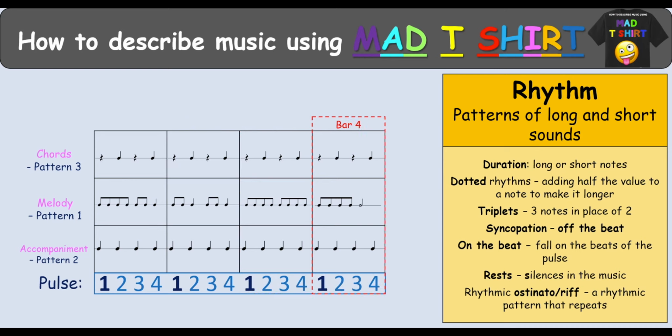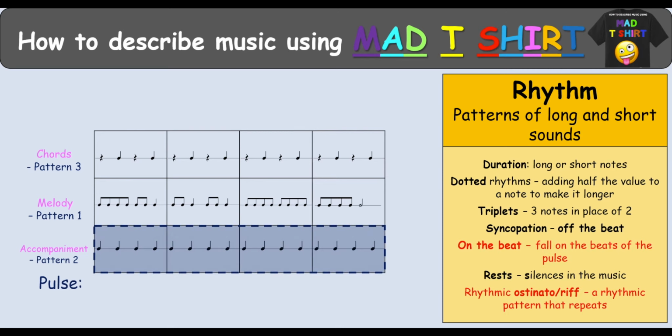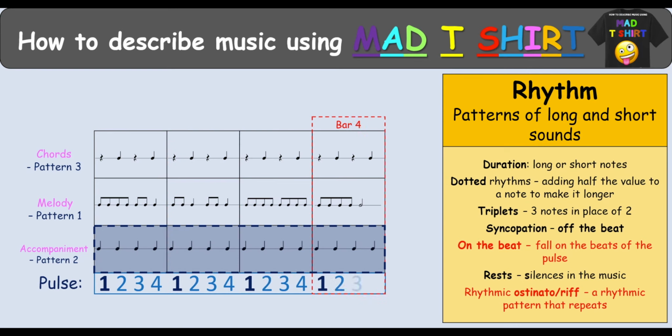Okay, now let's listen to each of the rhythms separately. Here is the accompaniment. So, you should be able to hear that the bassoon is playing a note on every beat of the pulse. This is called an on-beat rhythm.